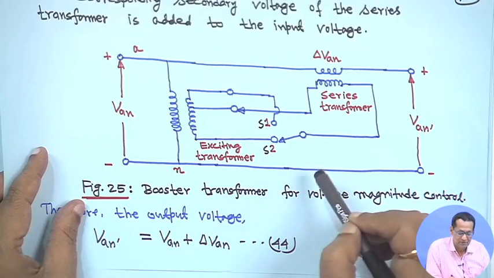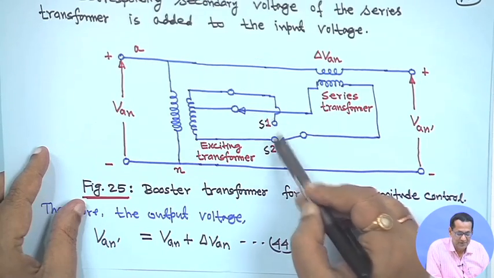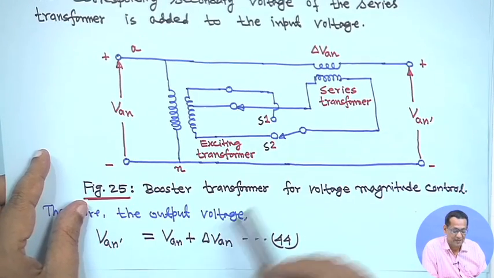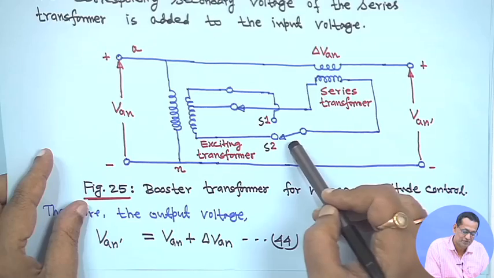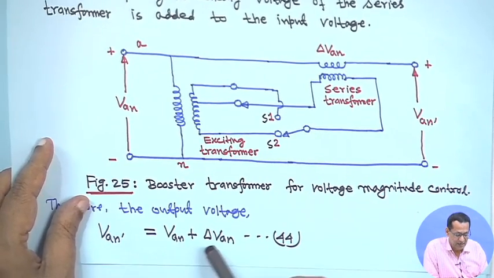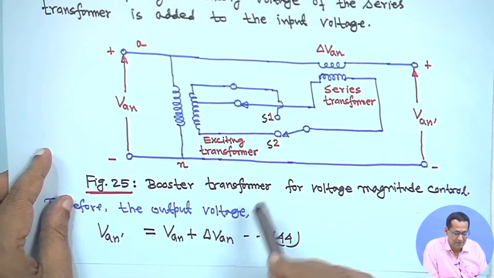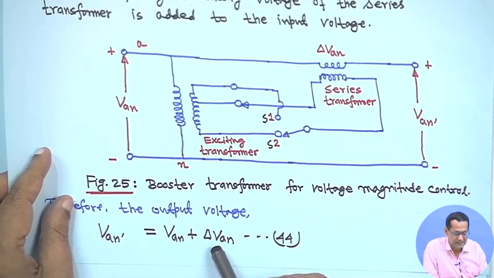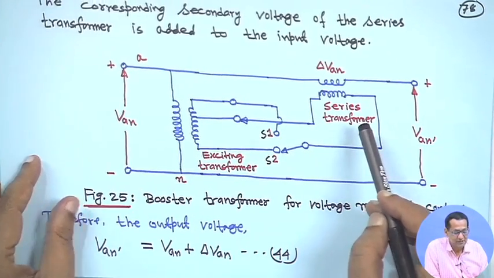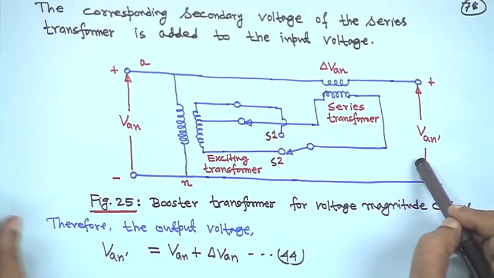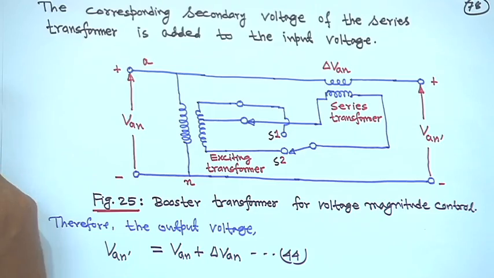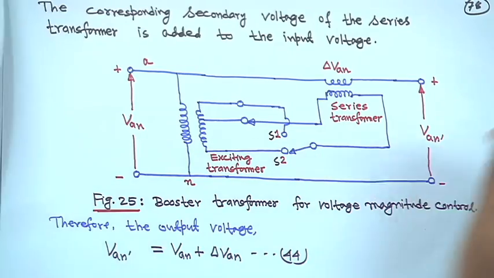Now, if you interchange the positions of S1 and S2, then what will happen? This will be a subtraction, so this voltage will be less than this one. This way you can control the voltage. This is called an in phase booster, because the voltages are in phase in this case.